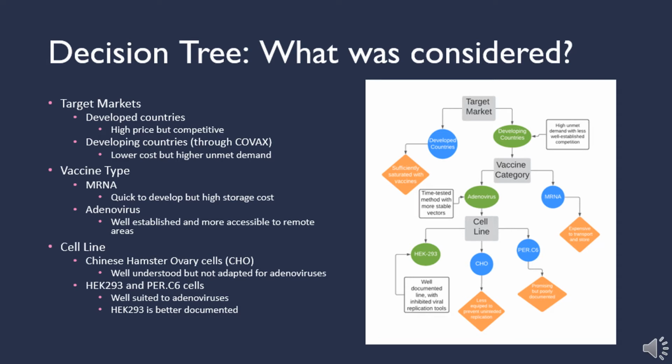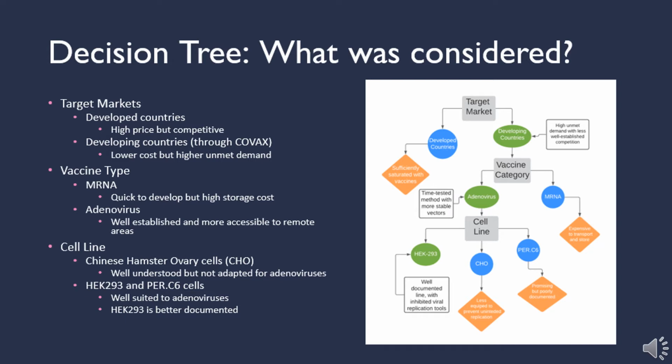Three of the more significant decisions for the project were determining our target market, which vaccine types to use, and which cell lines to use to propagate the vector. The two target markets we considered were developed countries and developing countries. Developed countries can afford a higher priced vaccine, but the major vaccine players are well established and make competition difficult. While developing countries cannot pay a high price for vaccine, the large unmet demand for vaccines makes them a more desirable market. With developing countries as our target market, the freezing temperatures needed for storing mRNA vaccines become prohibitively expensive, especially in remote areas. Adenoviruses are time-tested and more stable, and are the more reliable choice for developing countries.